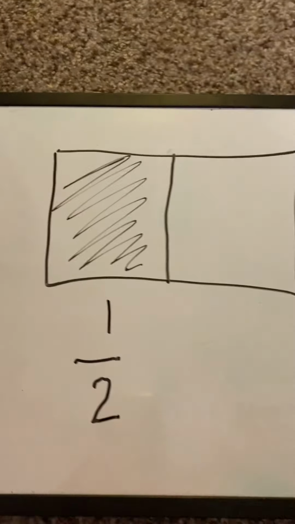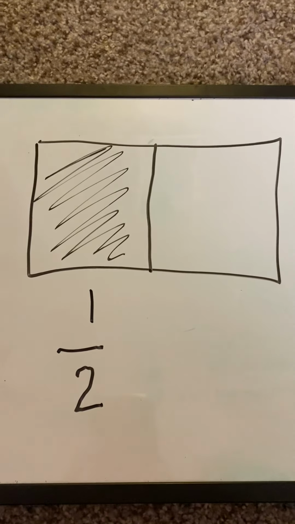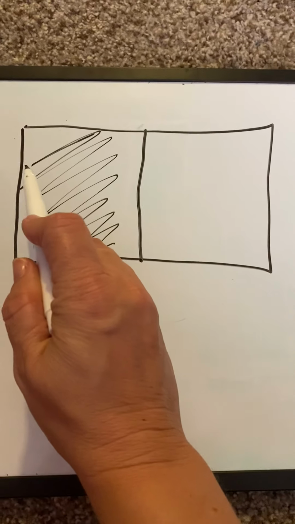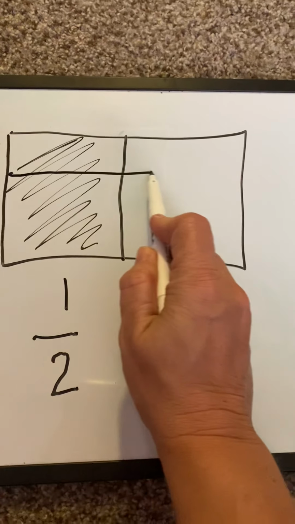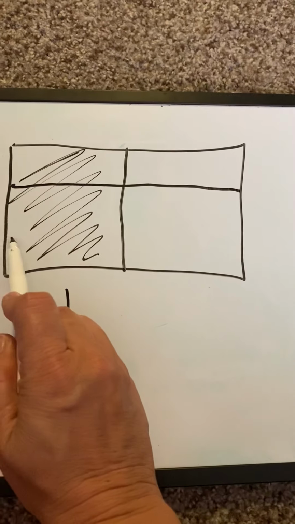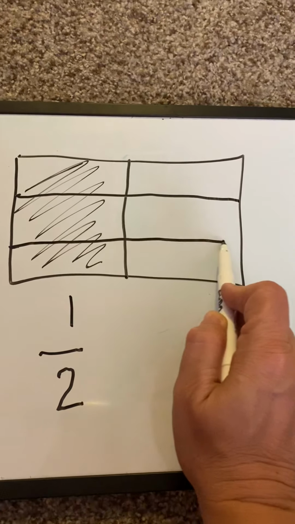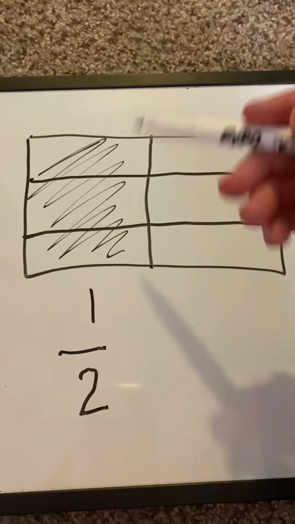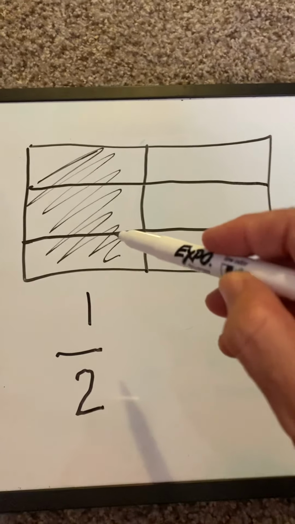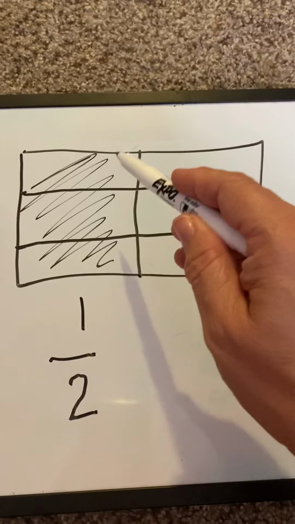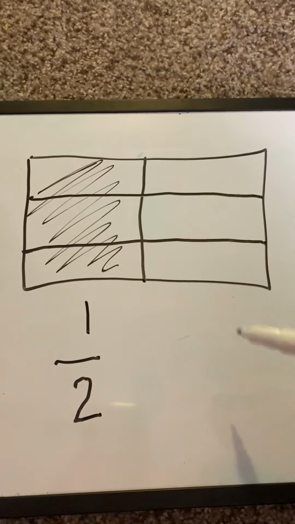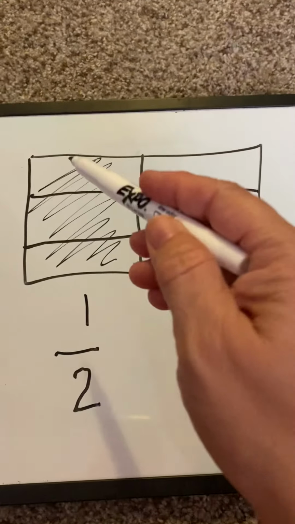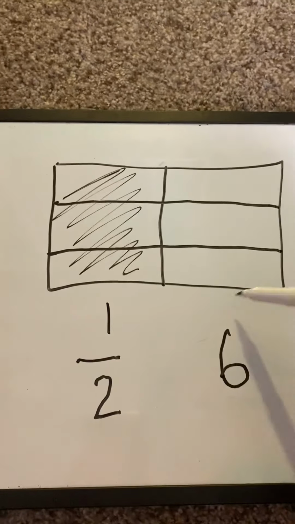If I were to take this pan of pizza or whatever, casserole, and divide it here, and divide it again here, then I would look and half of it is still full, but then I would count my pieces. 1, 2, 3, 4, 5, 6. So I have 6 pieces. Well, how many of those 6 pieces are filled in? 1, 2, 3.